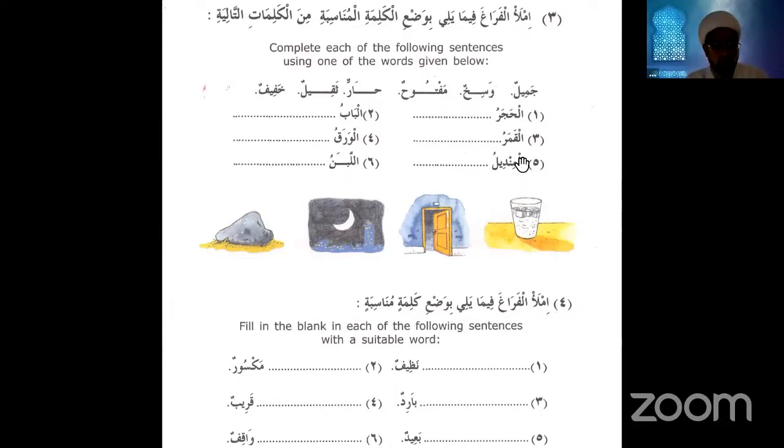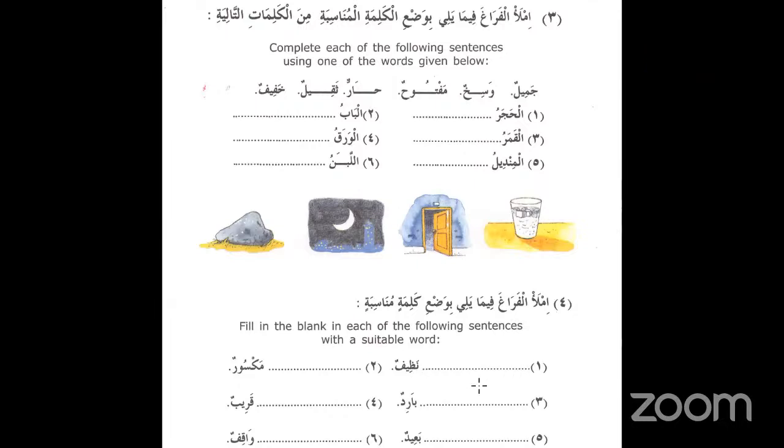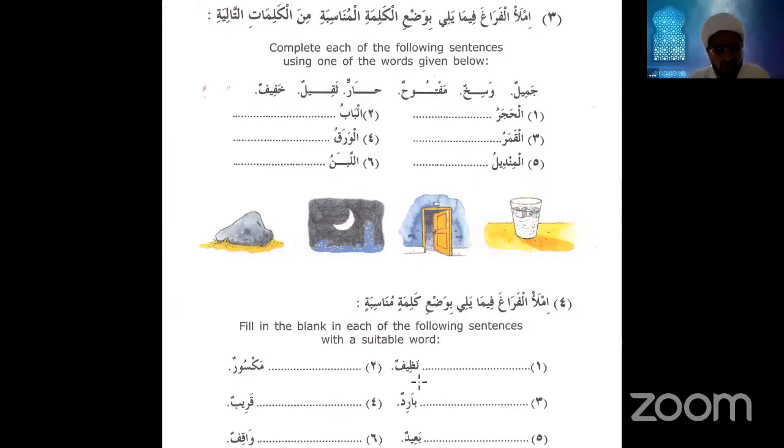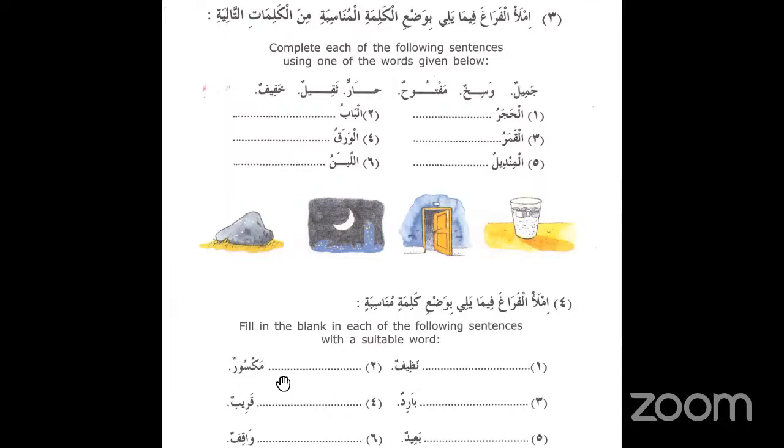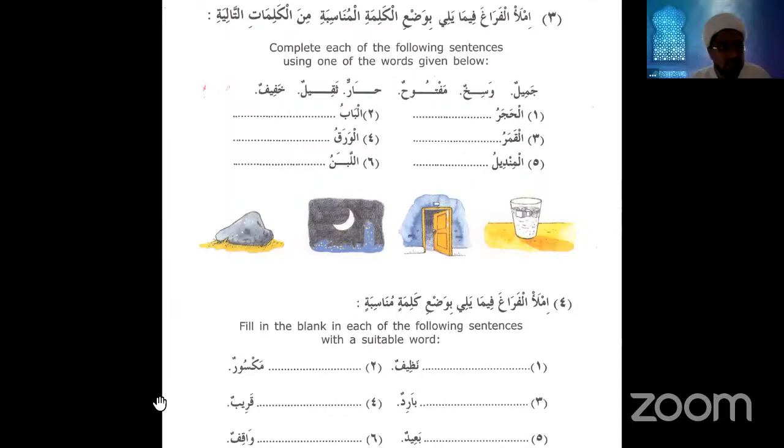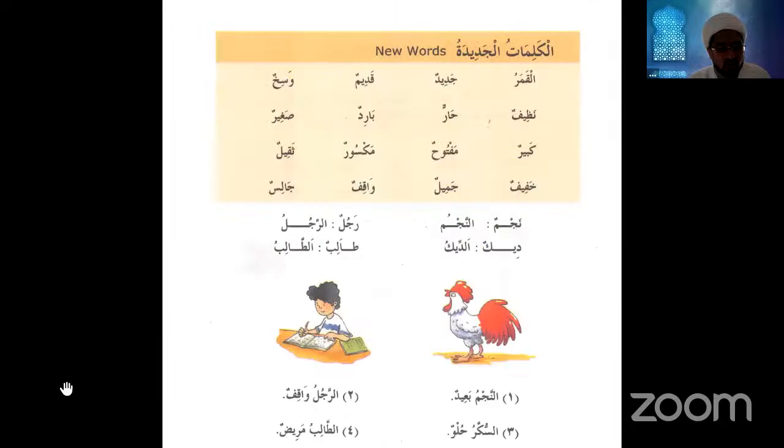Number 1 and 2. So we now have the khabar, the predicate, but we need to put a noun at the beginning. Something is nadhifun. Al-kamisu nadhifun. Excellent. The translation is: the shirt is clean. Excellent. I would ask you to do number 2 as well.